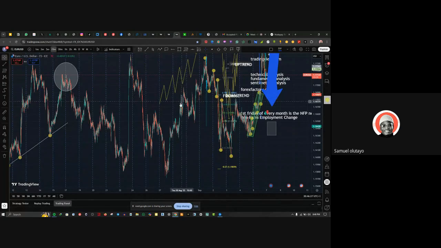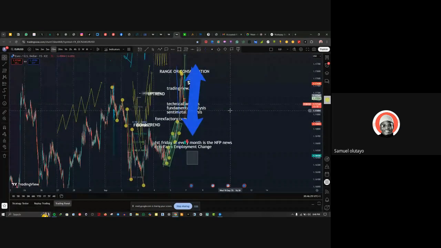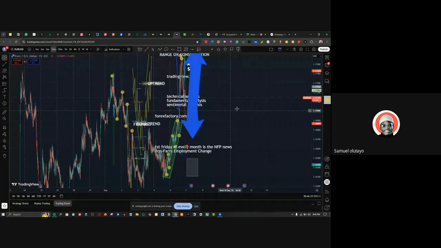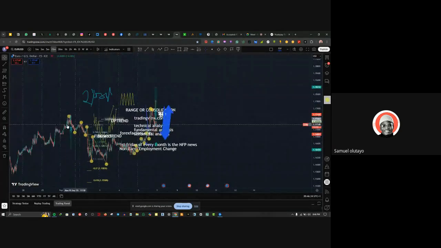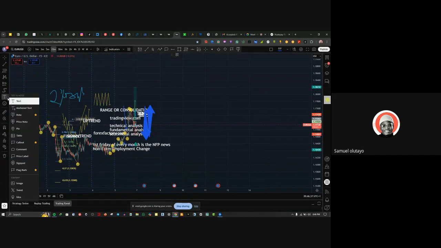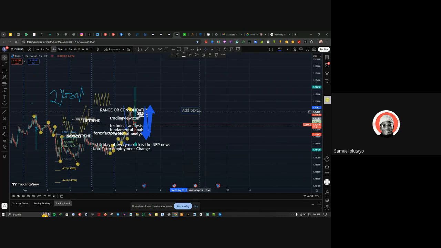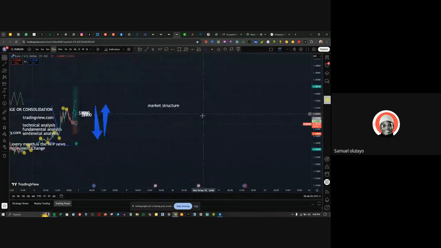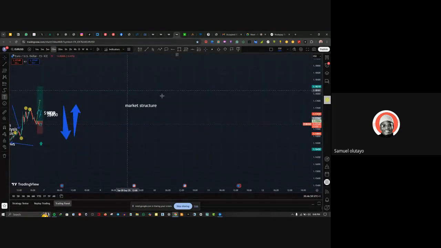So let me just press undo so I can clear the chart a bit. All right. So the next one I'm going to be looking at is the text. Text, of course, you know that I've been writing with text all along. So you click on your T and you press it, and then you can type anything. Market structure. All right, market structure. So that's how you type on the chart. Once you click on the T, you put it there, and then you type in what you want.